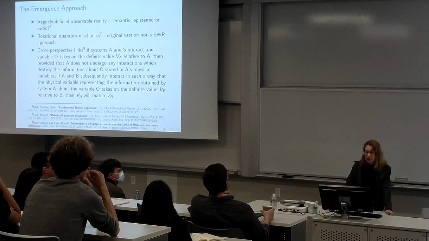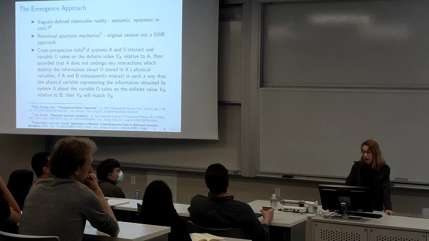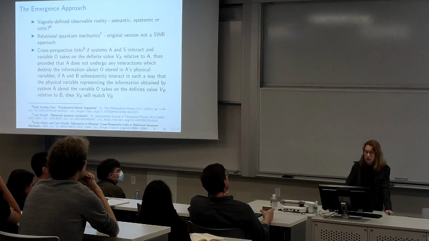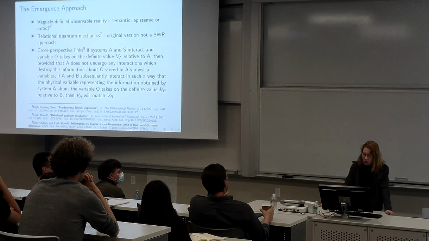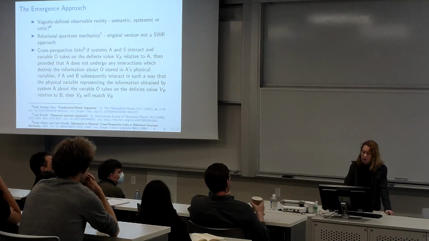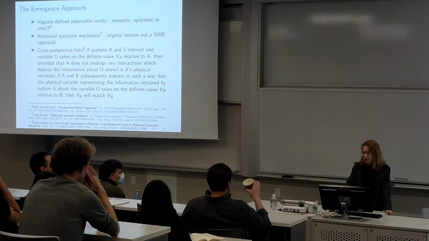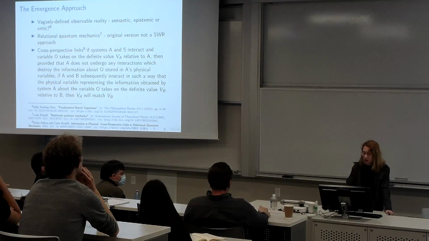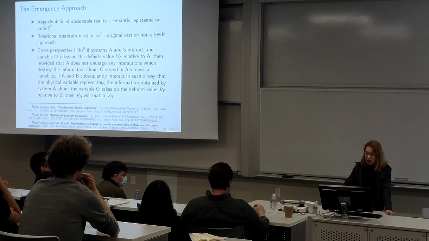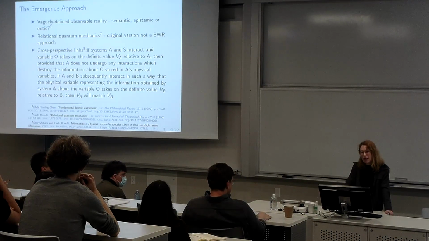So the idea here is that variables don't have values in and of themselves intrinsically. Rather, variables have values relative to observers or systems or perspectives. So for example, in a scenario in which Alice performs a measurement on some system S and obtains a definite result for the value of some variable O, in that case, that variable has a definite value relative to Alice.